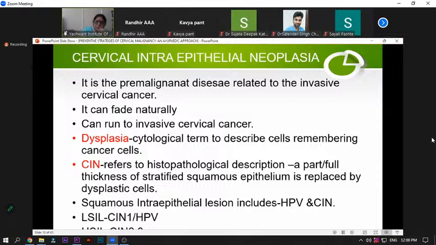So squamous intraepithelial lesion includes HPV, human papilloma virus, and also CIN, that is, after the invasion of HPV, developing into CIN. Another terminology is low-grade squamous intraepithelial lesion and high-grade squamous intraepithelial lesion, LSIL and HSIL. So both are the same. LSIL or CIN1 is one and the same. HSIL and CIN2-3 is one and the same.